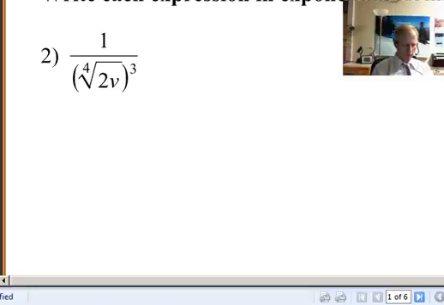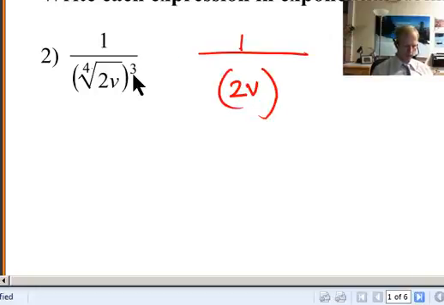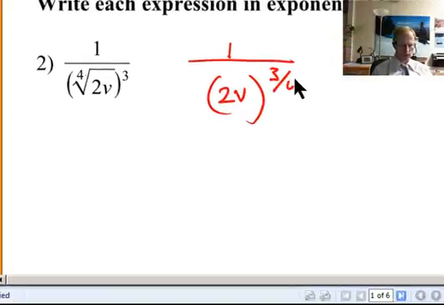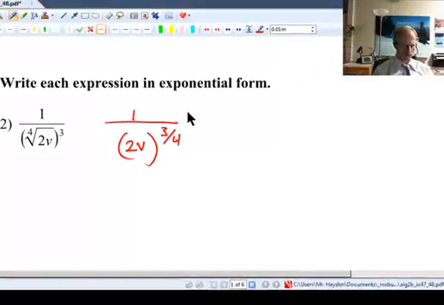In the next problem I'm asked to do the opposite. I start with radical notation. I'm asked to rewrite in exponential form. So to do that, the index becomes the denominator of the exponent, and the exponent becomes the numerator of the exponent in the rational exponential form.